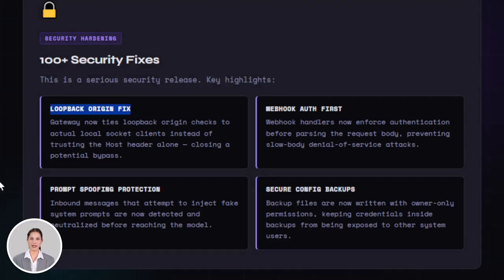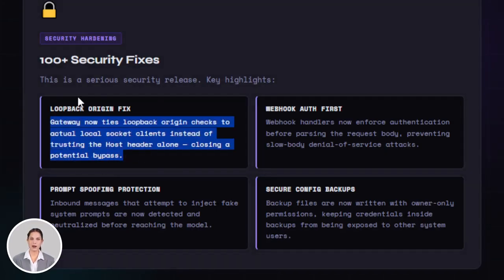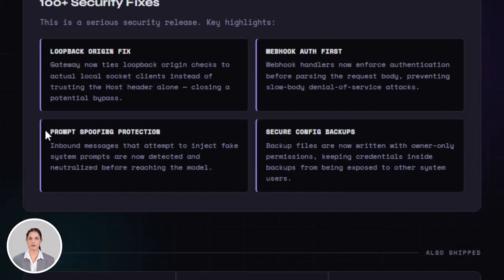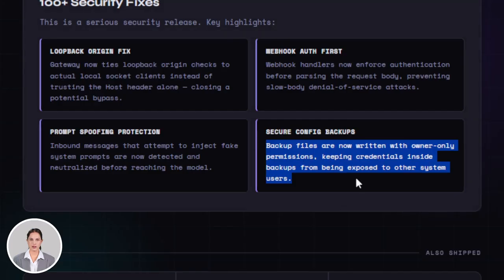The gateway now ties loopback origin checks to actual local socket clients instead of just trusting the host header, which closes a potential bypass. Webhook handlers now enforce authentication before parsing the body, which prevents a slow body denial of service attack. Prompt spoofing protections were added, meaning inbound messages that try to inject fake system prompts are neutralized. And config backups are now written with owner-only permissions, so your credentials in backup files aren't exposed. This is a meaningful security release, not just surface-level stuff.